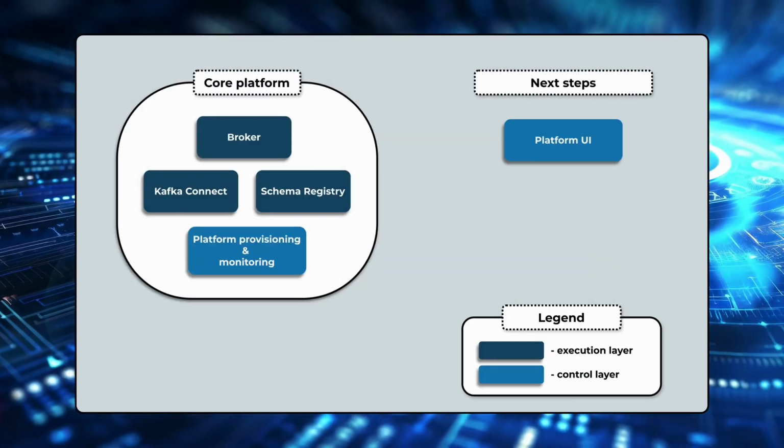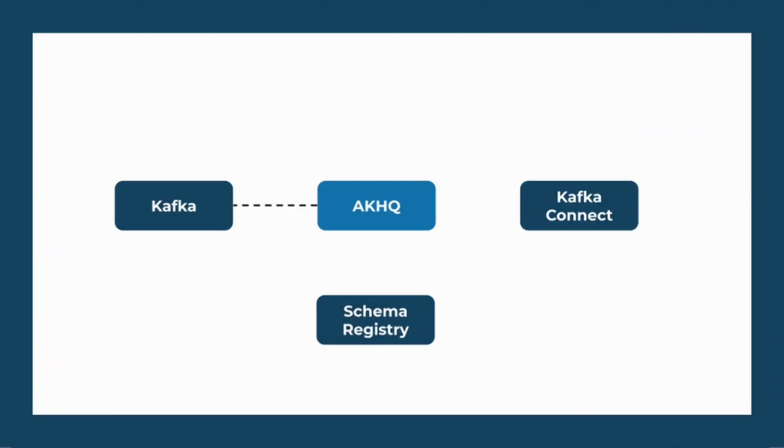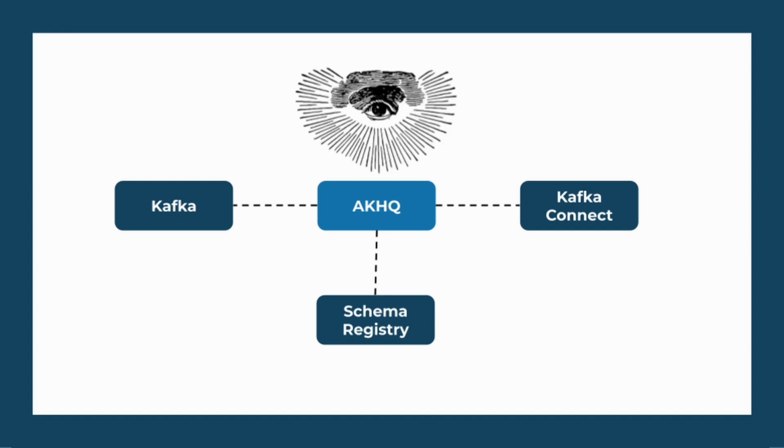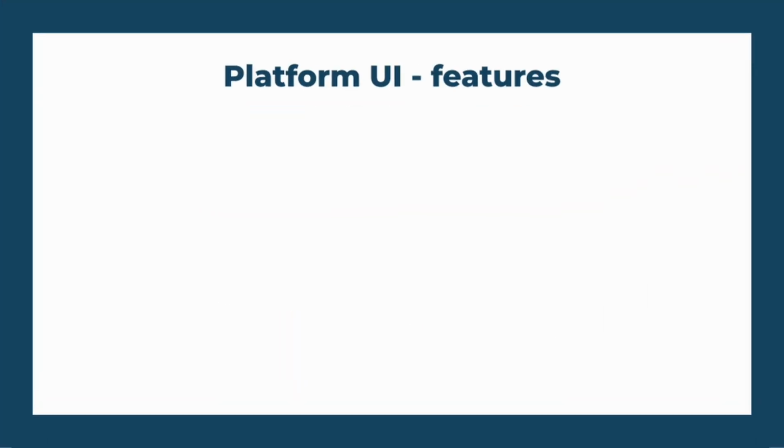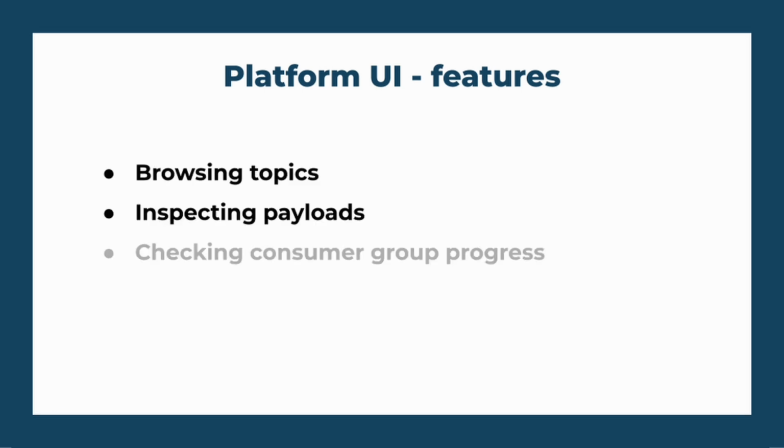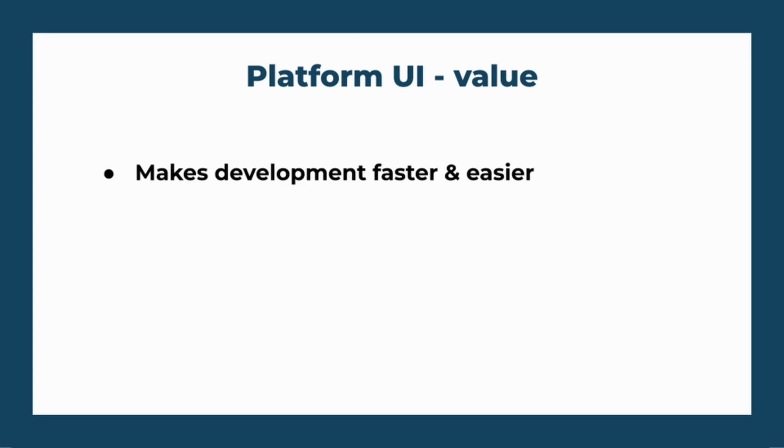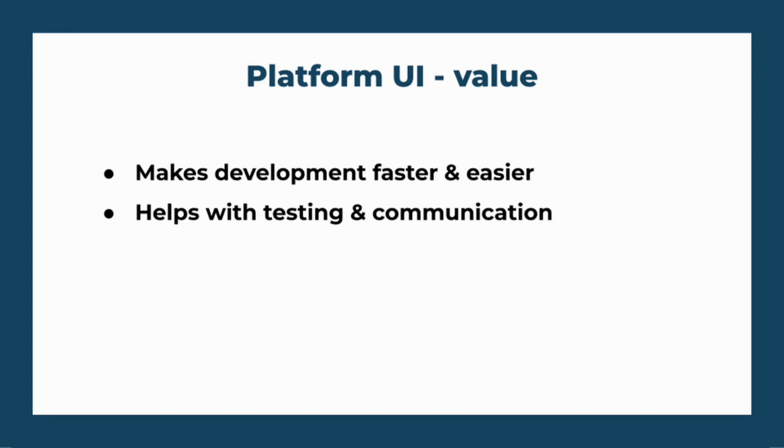A good UI, like AKHQ, connects to your Kafka cluster, Kafka Connect, and Schema Registry, giving developers and even business users clear visibility into the platform's activity. With a UI, developers can easily browse topics, inspect message payloads, and monitor consumer group progress. This makes development much faster and easier. Plus, being able to quickly verify message delivery through a UI is incredibly helpful for testing and communicating with stakeholders.